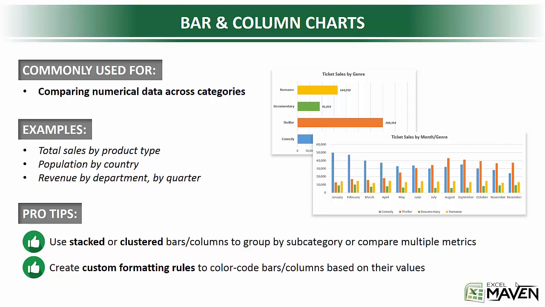Second pro tip, you can use custom formatting rules to actually color code bars or columns dynamically based on their values. Now that's actually a lot trickier to do than it sounds, and it's one of our next level demos towards the end of the course, so stay tuned for that. With that, let's dive into Excel and actually get our hands dirty.